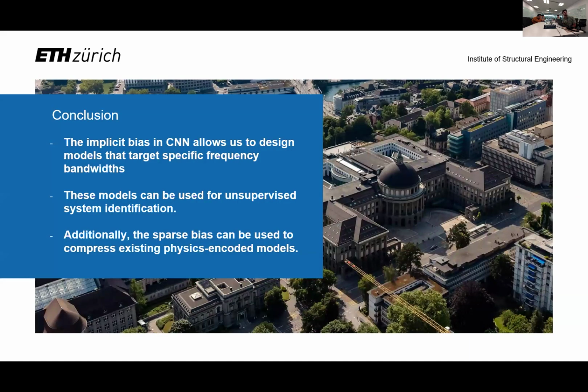So this concludes my presentation. We show that there's an implicit bias in CNNs. This allows us to design models that target specific bandwidths. Thanks to this implicit bias, we're able to perform a semblance of system identification in an unsupervised manner for different structures. And from this project, we learned new techniques that can be applied for low-hanging fruit optimization of existing state-of-the-art methods for PDEs. Yeah, that concludes my presentation. I look forward to your questions.